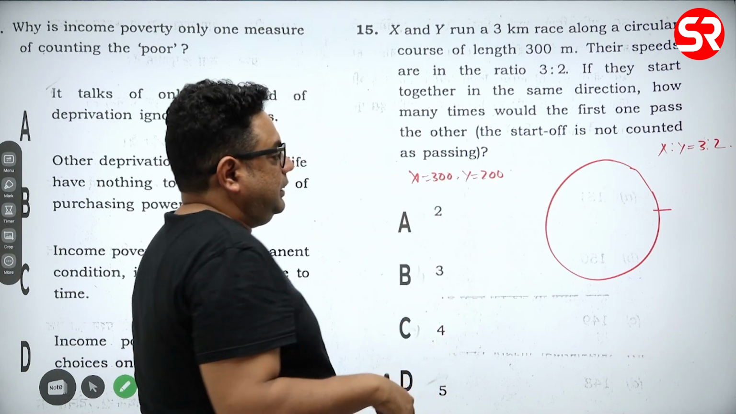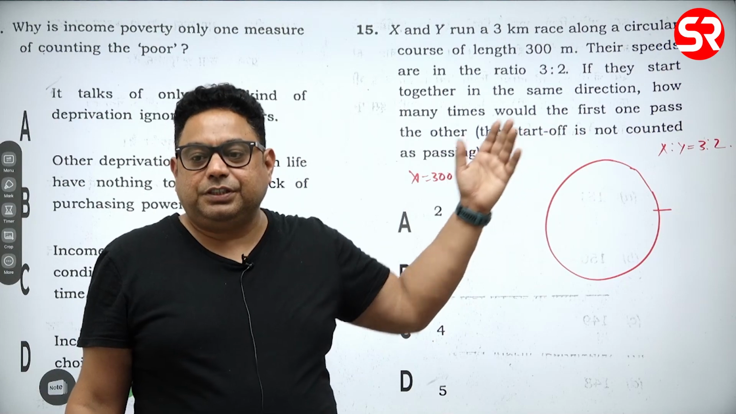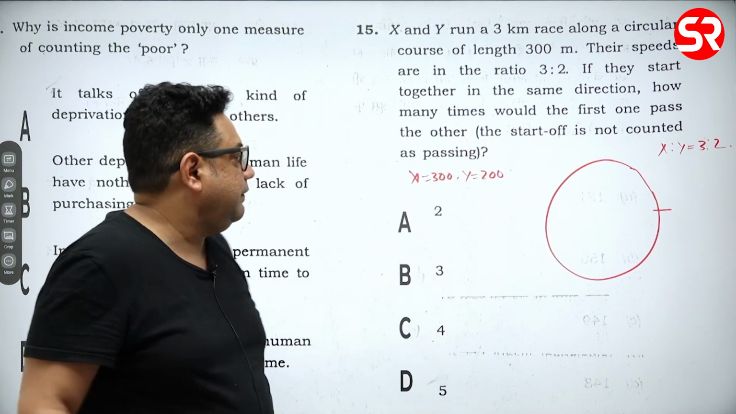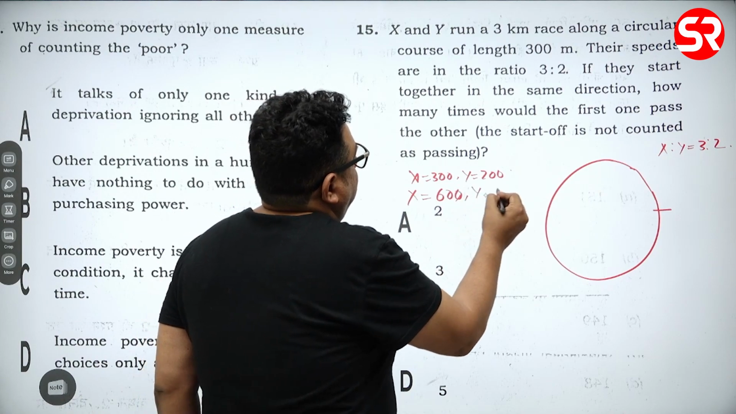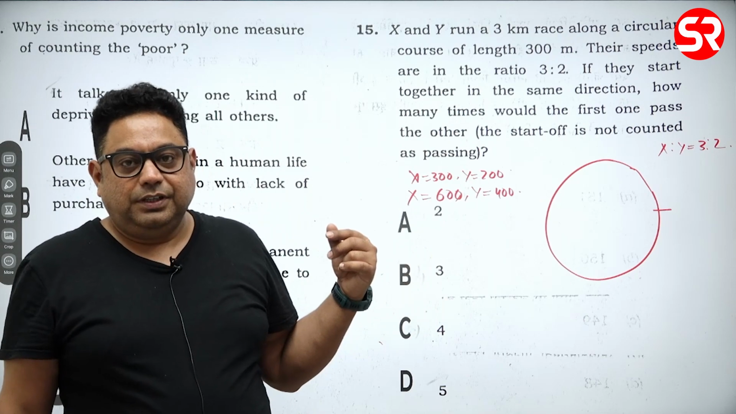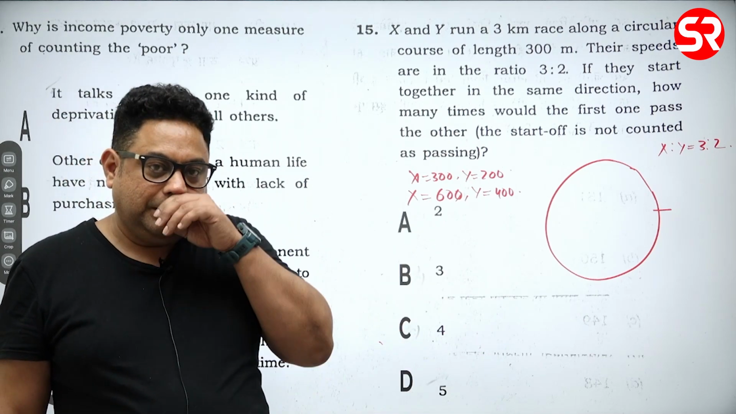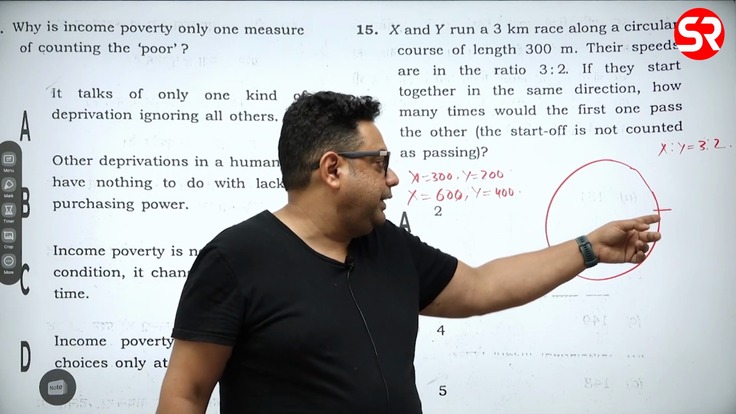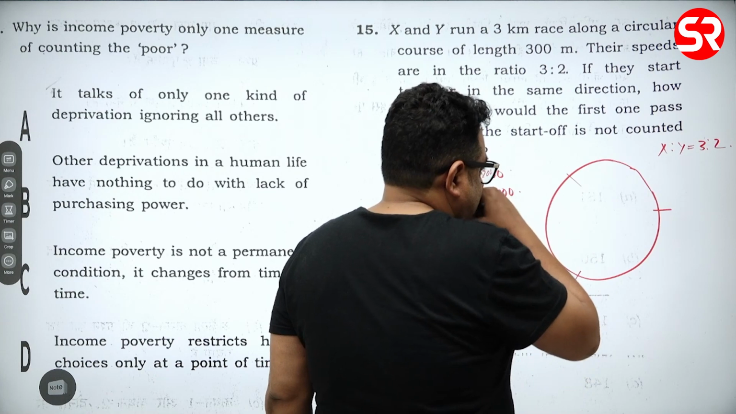So in the first circle, they won't cross each other, isn't it? But when X takes 600, Y has only covered 400. Definitely, when X is running the second round, he would be able to cross Y. Because obviously, in the second circle also, you can make 3 equidistant points, right?